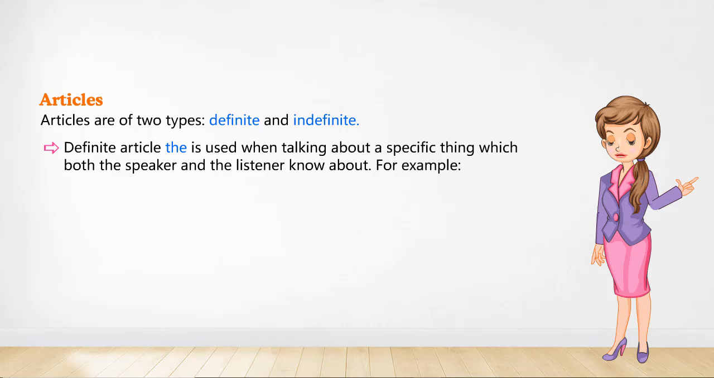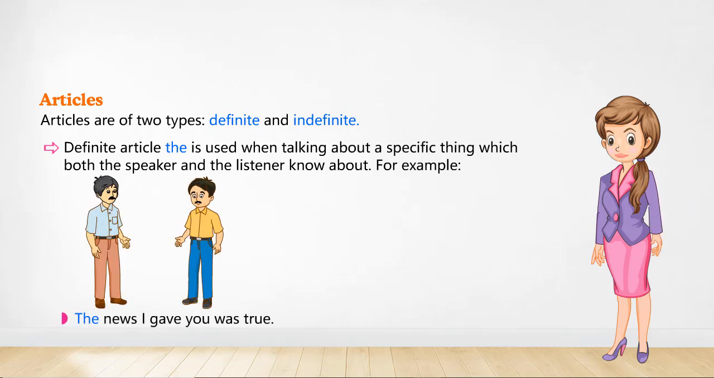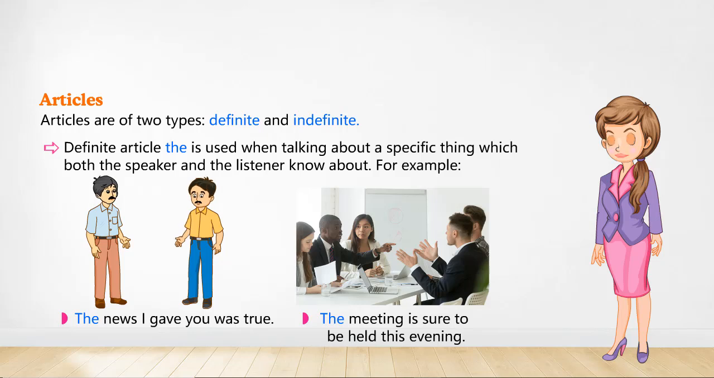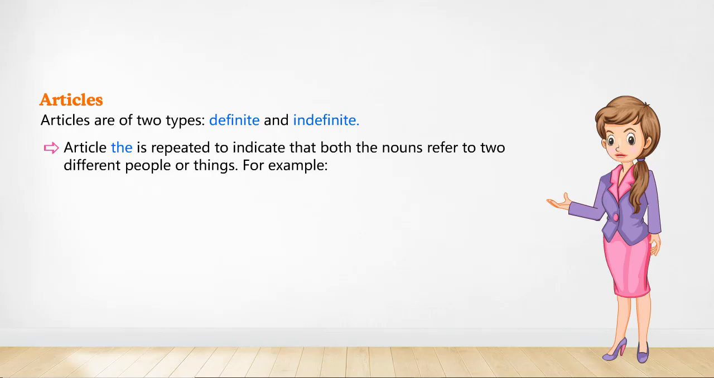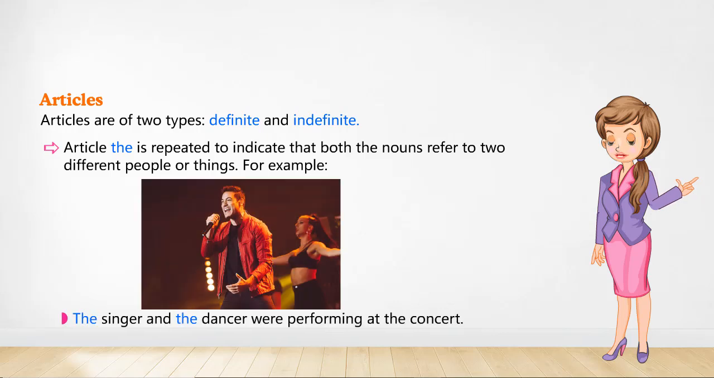For example, the news I gave you was true. The meeting is sure to be held this evening. Article the is repeated to indicate that both the nouns refer to 2 different people or things. For example, the singer and the dancer were performing at the concert.